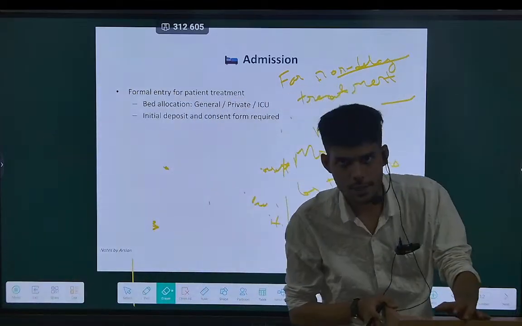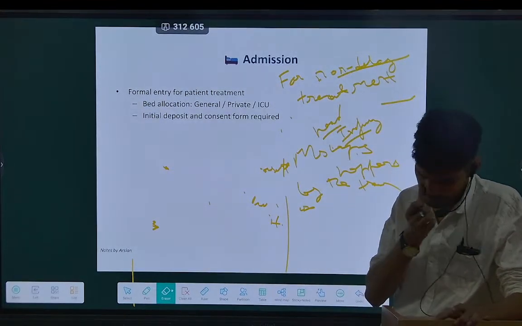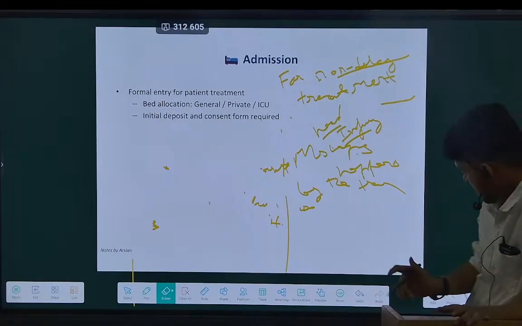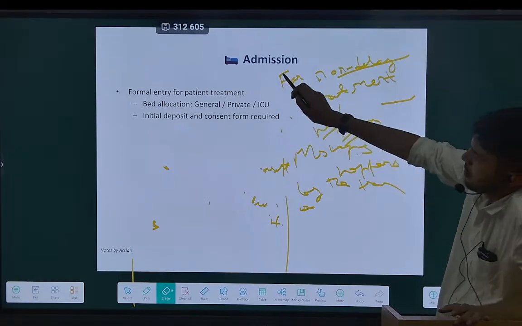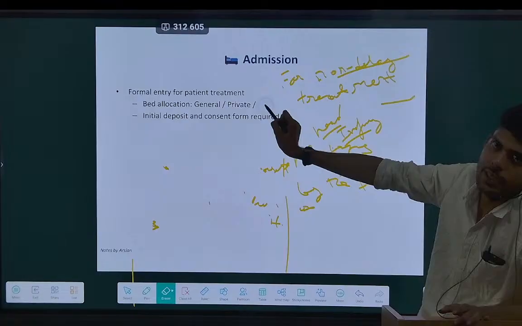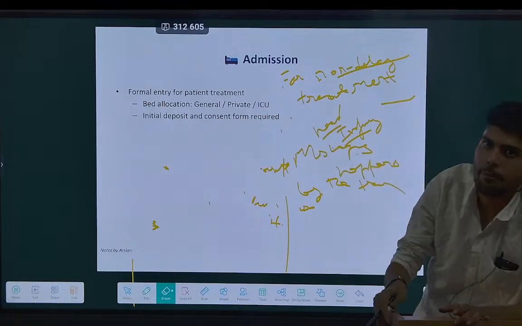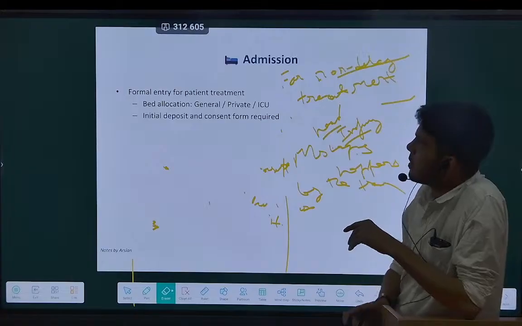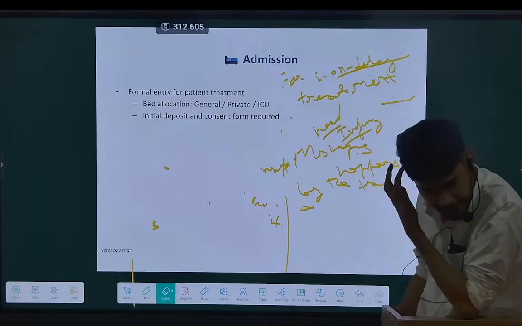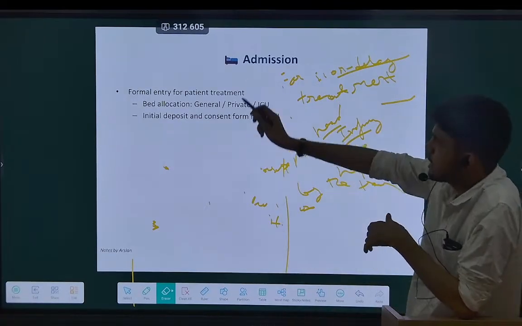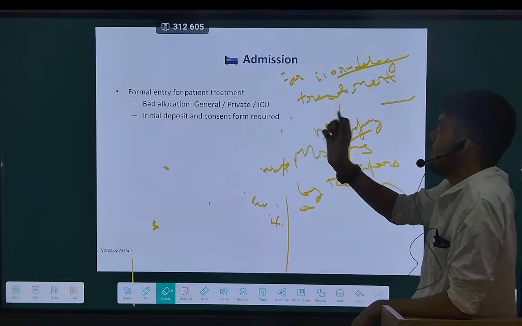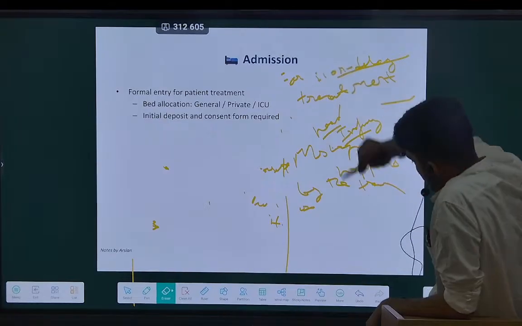So now we know why they take a consent form. These things are done: consent form, bed allocation, wherever they are going, and advance payment. These are generally done before the admission process. It depends from case to case, but in most serious cases, the consent form, admission, and advance payment are done before the admission.